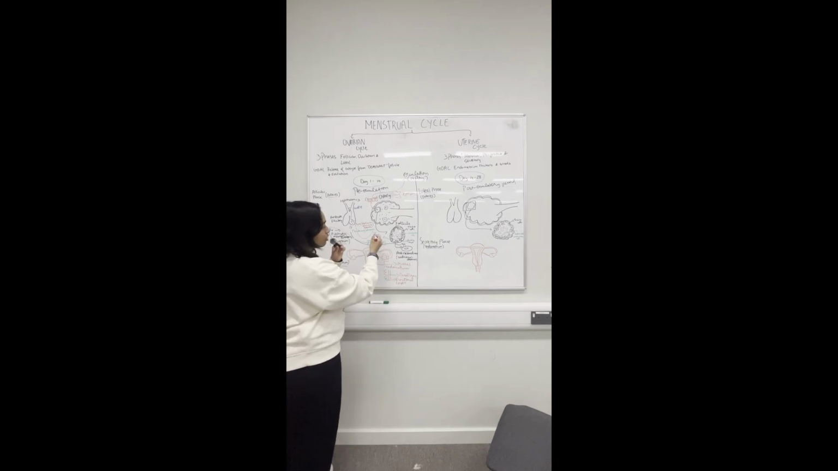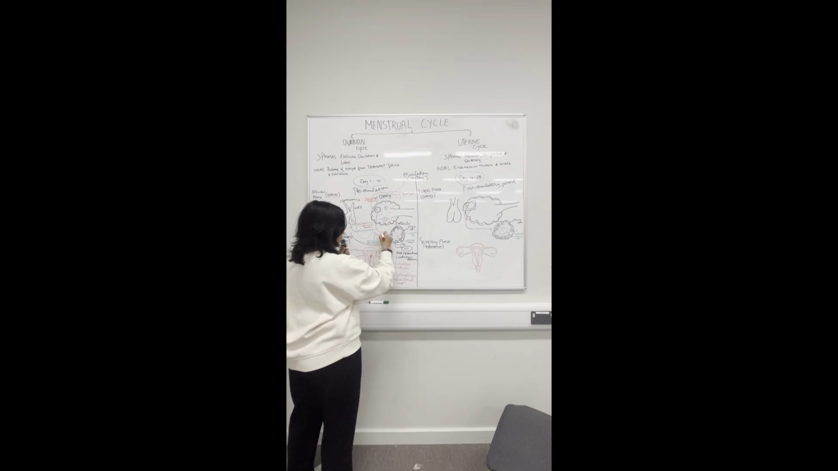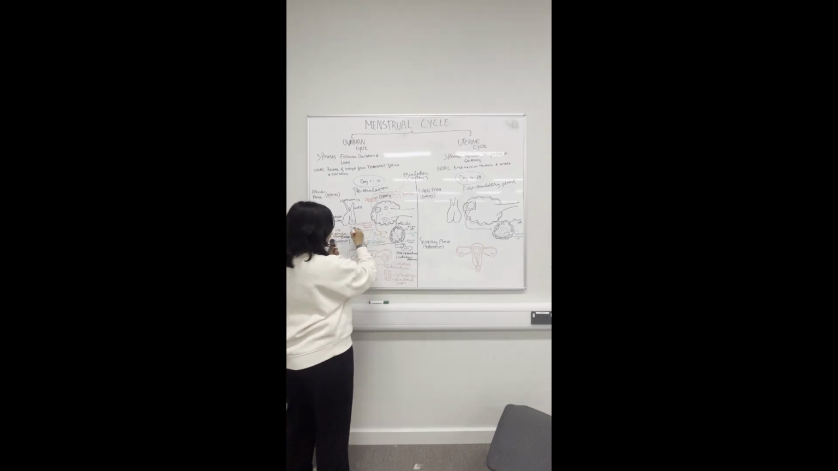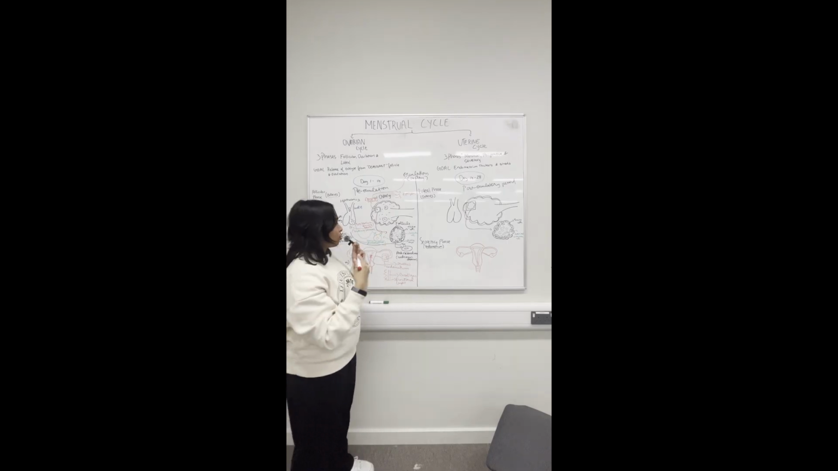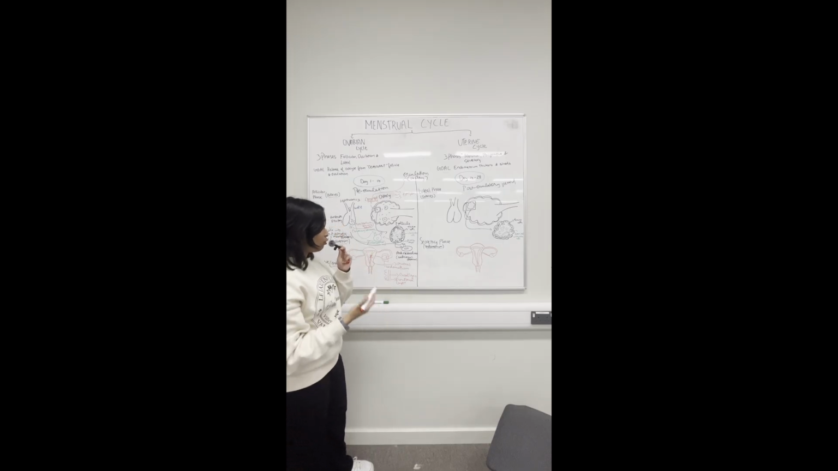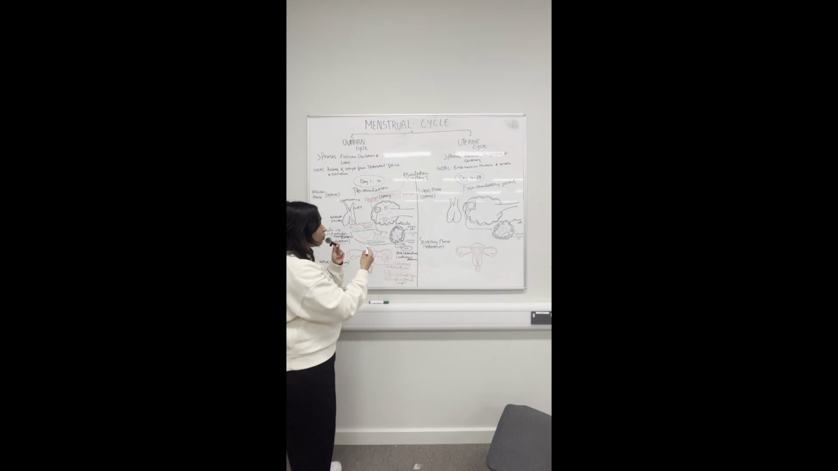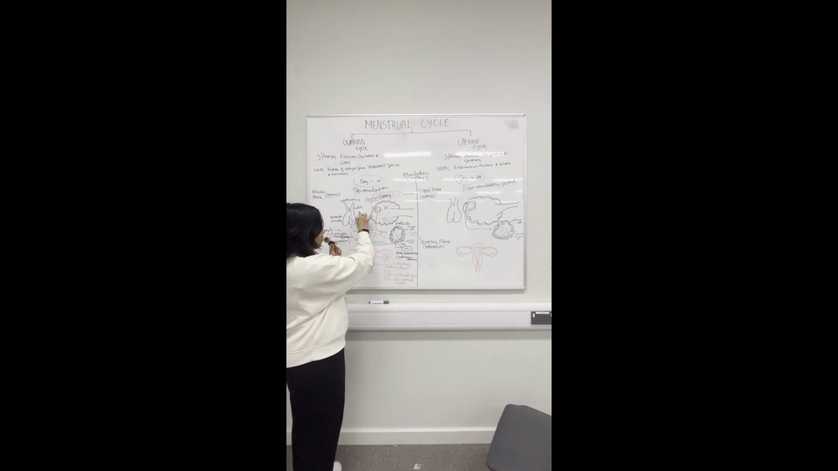Simultaneously, the granulosa cells also develop another receptor which will bind to LH. So they produce LH receptors, granulosa cells, that is. And what happens is that with more estrogen, it's going to trigger gonadotropin releasing hormone to increase, which is going to increase the amount of LH and FSH.